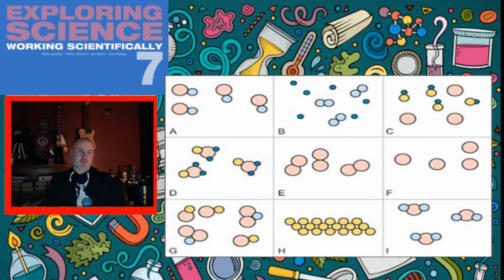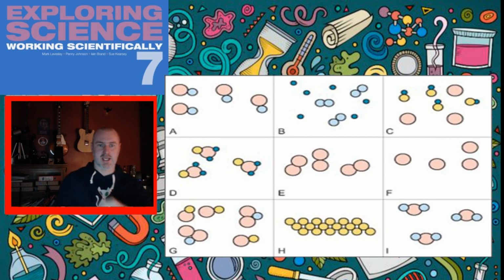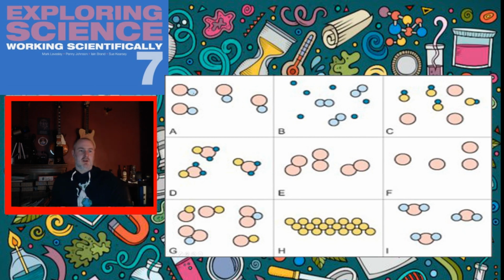Box A. How would I describe that? Well, what do I have in box A? I have atoms that are joined together. I have a big pink one and a little blue one, and they are joined together. Now, the big pink one and the little blue one are obviously different types of atom. So that is a compound. So in box A, we simply just have a compound. There's no other substance in there. It's just one single compound. And that's what I call it.